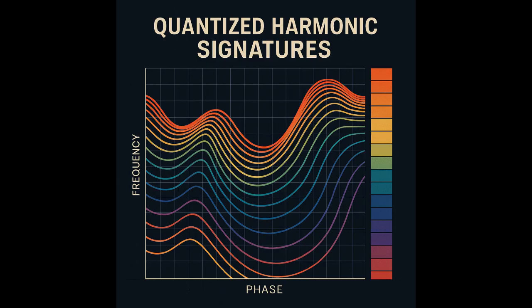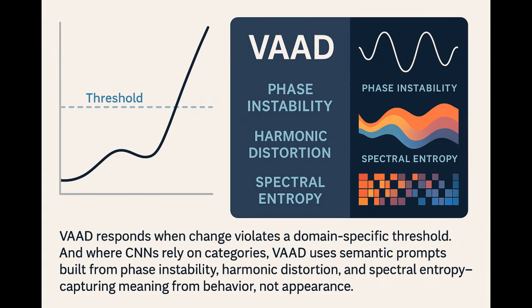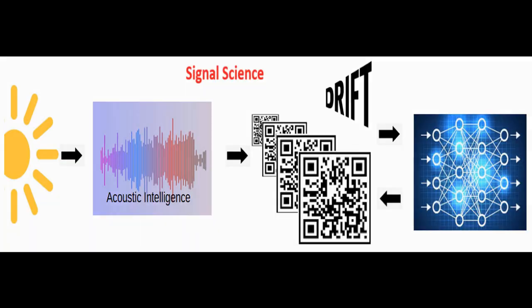Where CNNs look at pixels, VAD encodes quantized harmonic signatures, mathematical fingerprints describing how regions behave, not just how they appear. Where CNNs detect difference by classification, VAD measures drift, the pattern of change from one moment to the next and across time. Where CNNs wait for something to resemble an error, VAD responds when change violates a domain-specific threshold. And where CNNs rely on categories, VAD uses semantic prompts built from phase instability, harmonic distortion, and spectral entropy, capturing meaning from behavior, not appearance.